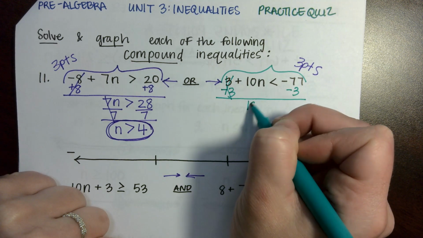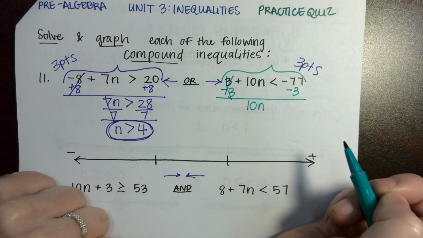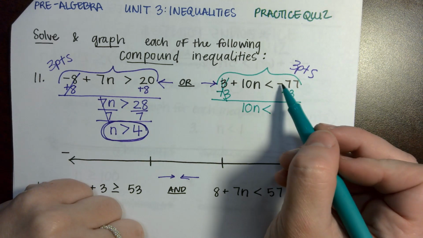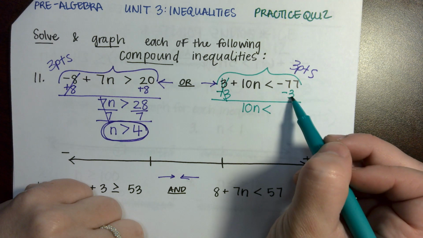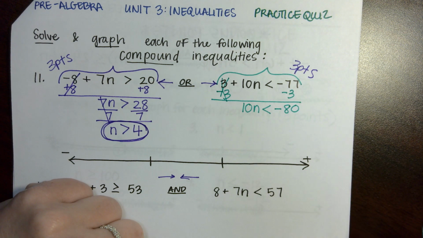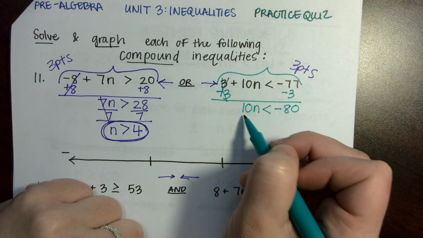I'll bring down 10 times n is less than negative 77. Less than, what is negative 77 minus 3? Negative 80. Good. And now I divide by 10.